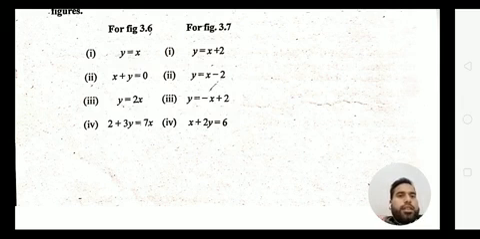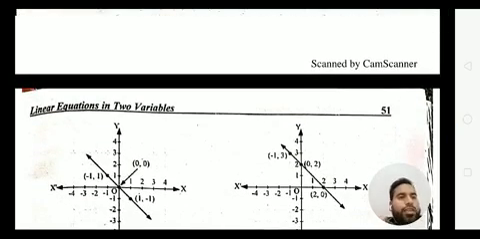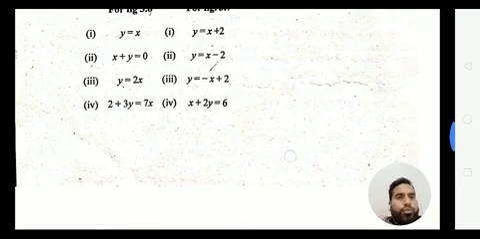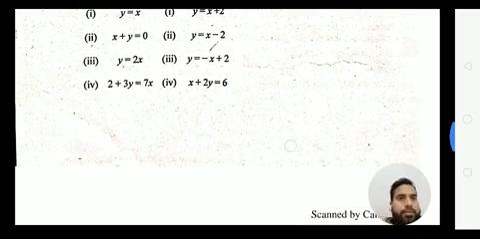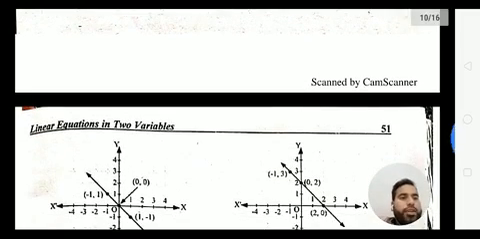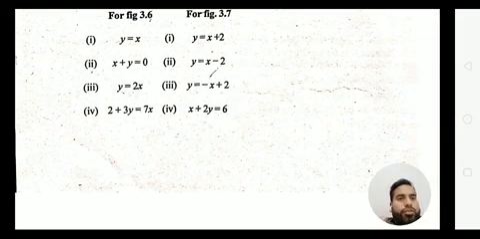In place of y I have to put 0 and in place of x 2. So 0 is equal to 2 minus 2, which is equal to 0. Obviously it is true for this point. Let's check another point, which is 0, 2. In place of x I put 0 and in place of y I put 2. Let us check. 0 minus 2 is minus 2. Minus 2 is not equal to 2, because in place of y I have to put 2, which is impossible.